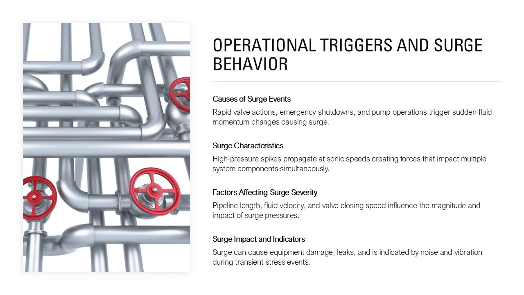In extreme cases, surge can exceed the pressure rating of flanges and joints, leading to leaks or ruptures. Surge events are often accompanied by audible noise and vibration, which serve as indicators of transient stress. Engineers must consider these characteristics during design and operation to prevent failures and ensure system reliability.